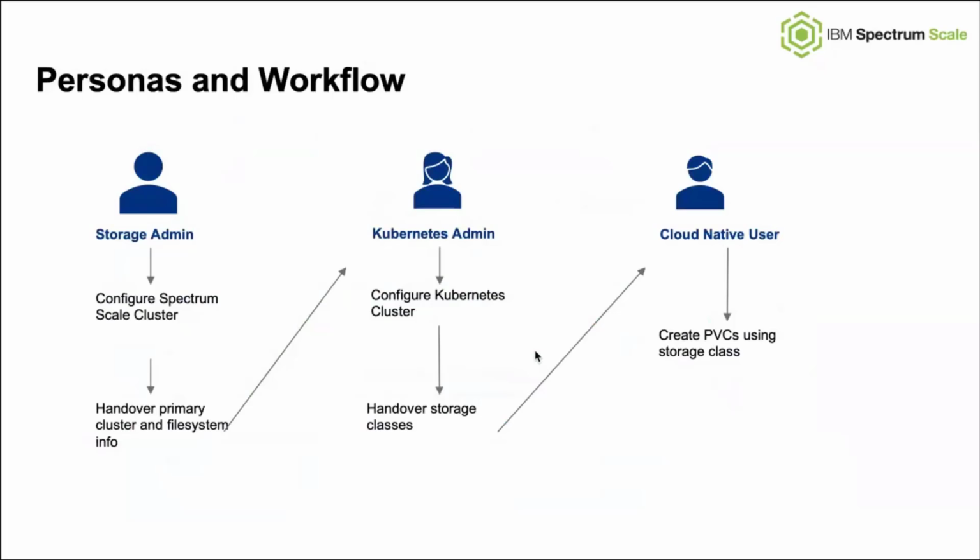So the Kubernetes admin's responsibility is to configure and manage the Kubernetes cluster, create storage classes based on the information provided by the storage admin, and then hand over these storage classes to the cloud native user. And the cloud native user purely deals with the storage classes without having any knowledge of the underlying storage system. Based on the storage classes, they can create PVCs according to their requirement and also use those PVCs inside the pods and run their applications.